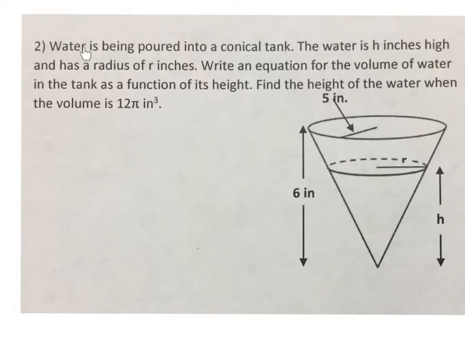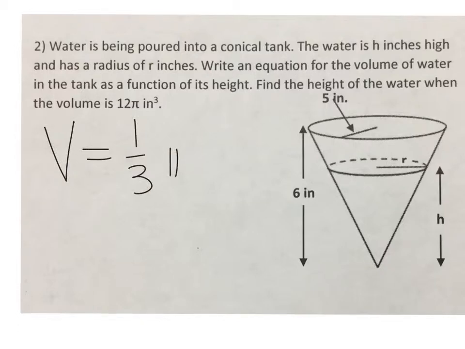Okay, there's a lot of reading here, so let's be clinical. Water is being poured into this tank that's in the shape of a cone. The water is h inches high and has a radius of r inches. So we want to write an equation for the volume of the water in the tank as a function of its height. Okay, so to do this, we first start with the volume formula for a cone.